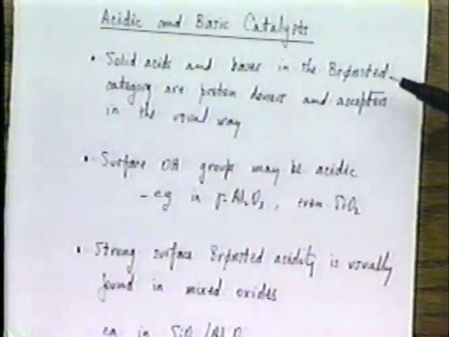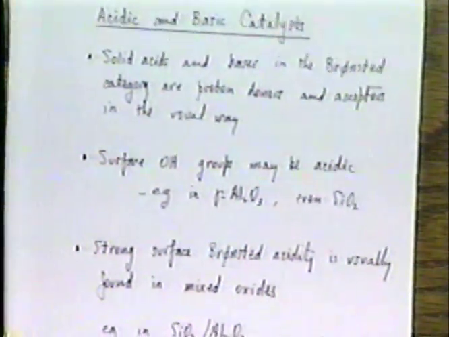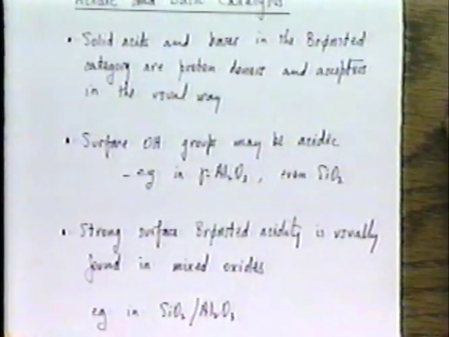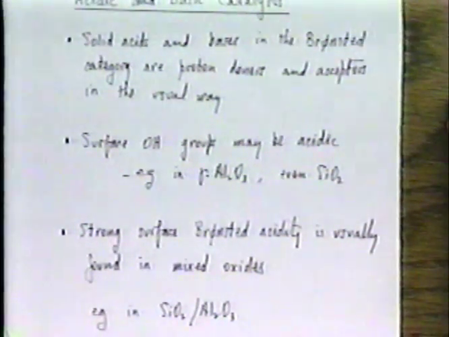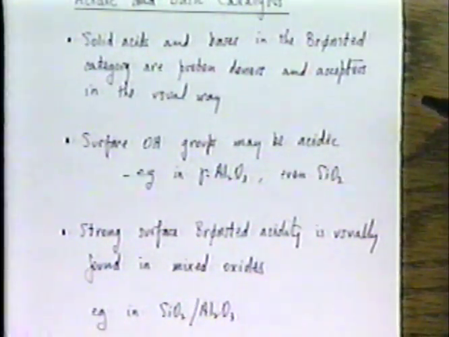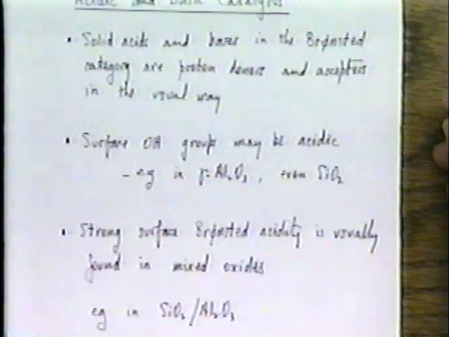Let's begin by running through this first sheet, which says something about the general situation. Of course, solid acids and bases are in the Bronsted category. Solid acids and bases are proton donors or proton acceptors in the usual way. The only point about it is that the acidic or basic phase is not in solution, but it's a solid. But nevertheless, these materials either donate protons or accept protons in precisely the same way as acids in solution.